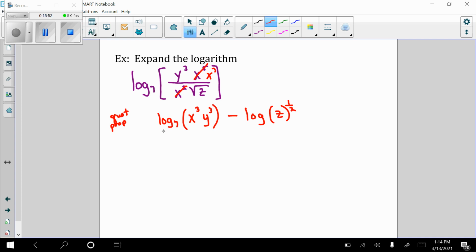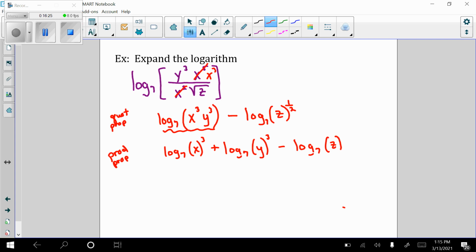So now I can take this piece of the puzzle. I can apply my product property. So I have log base 7 of x to the third. Product property allows me to add my two logarithms. Log base 7 of y to the third minus log, I forgot the 7 there, sorry. Log base 7 of z to the 1/2.